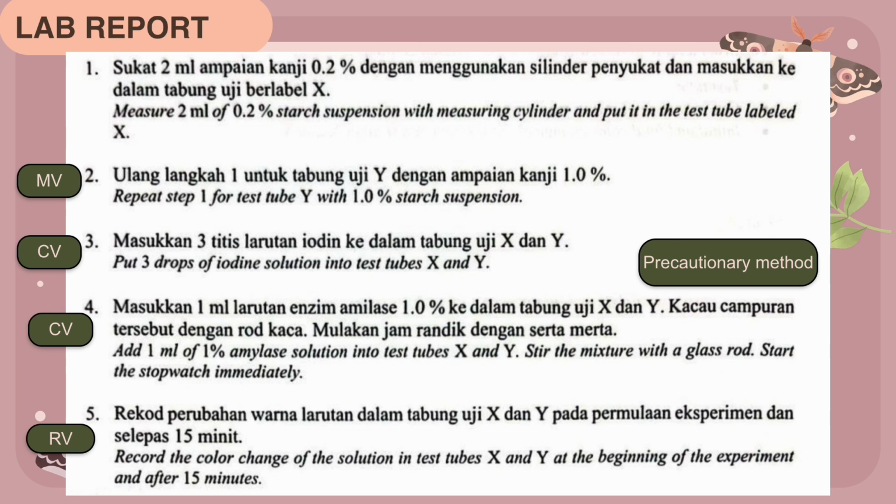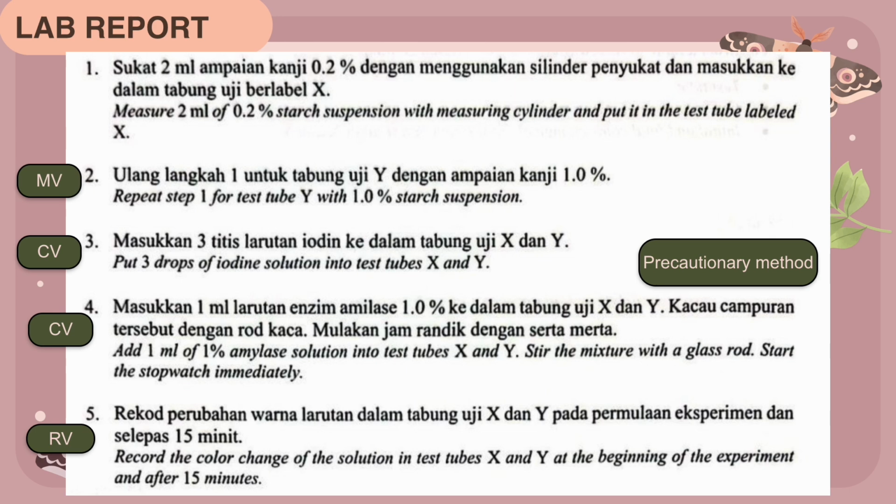Look at number 2. Repeat step 1 for test tube Y with 1% starch suspension. So this one is how you handle your manipulated variable. You repeat but with different concentration of starch suspension. Number 3, put 3 drops of iodine solution into test tube X and test tube Y. This procedure shows how you handle your constant variable or your fixed variable.